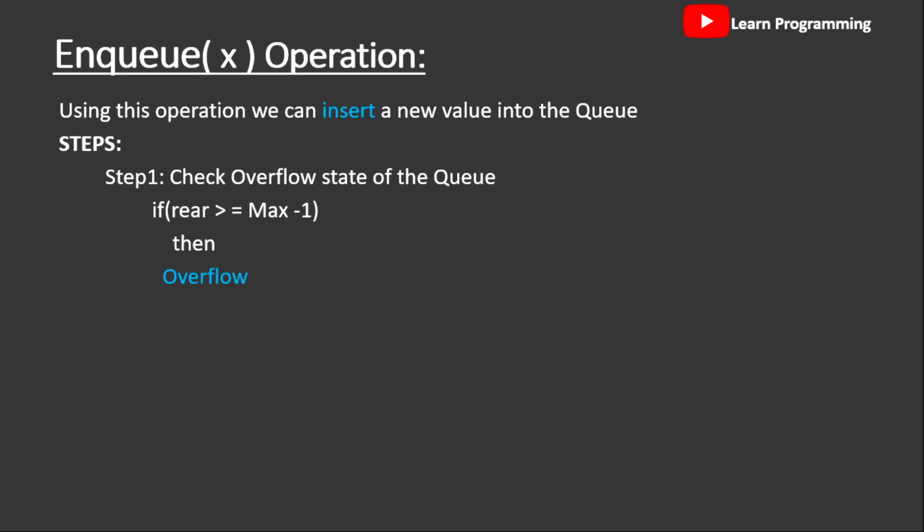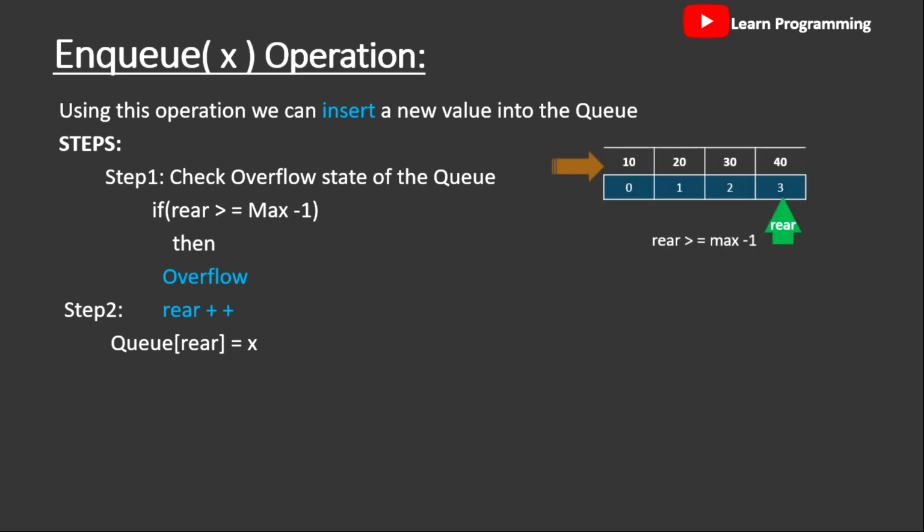But before we proceed with that, let us see the next step. So if the queue is not completely full, then we increment the rear position and then we can insert a value into the queue. So these are all the steps which we use for inserting a value into the queue. Let us see them pictorially now.